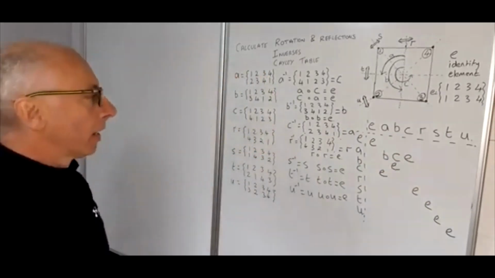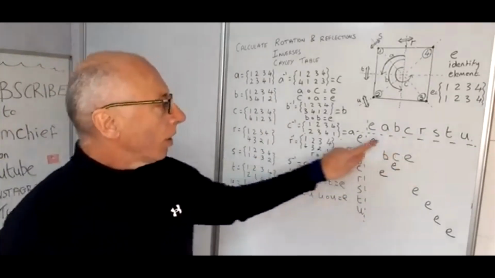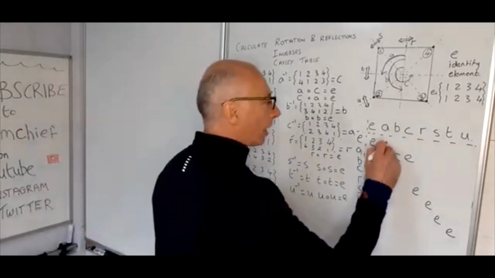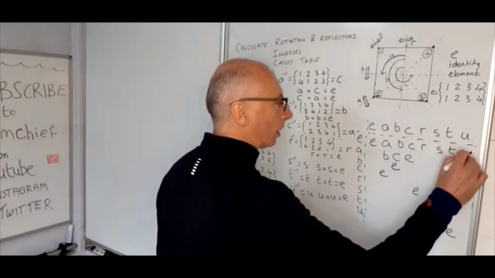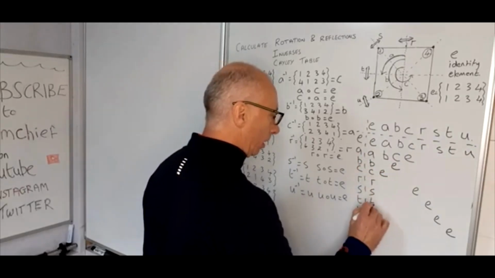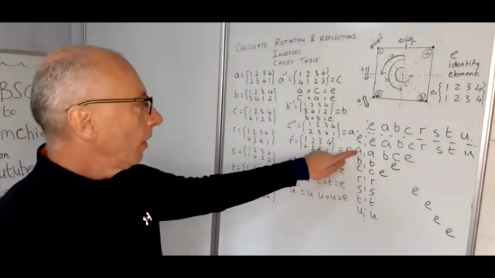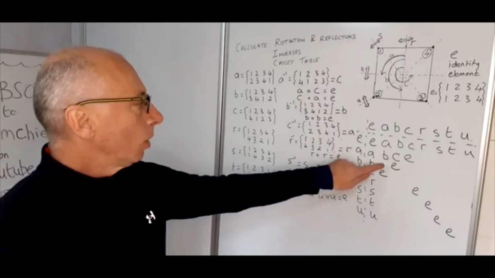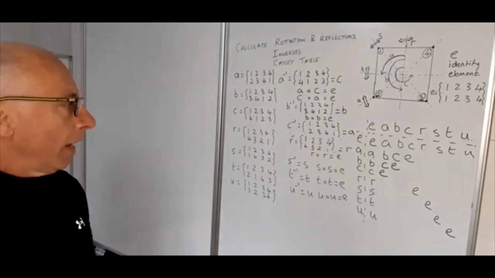Okay, let's make that a little bit more in a straight line. Now down the outside here, we've got the identity acting on all of these elements, so they are just going to repeat the elements. So we can fill those parts in already. And then A, B, C, R, S, T, U. Okay, well, if A acting on B gives us C, B acting on A will also give us C. So we can write that on there.